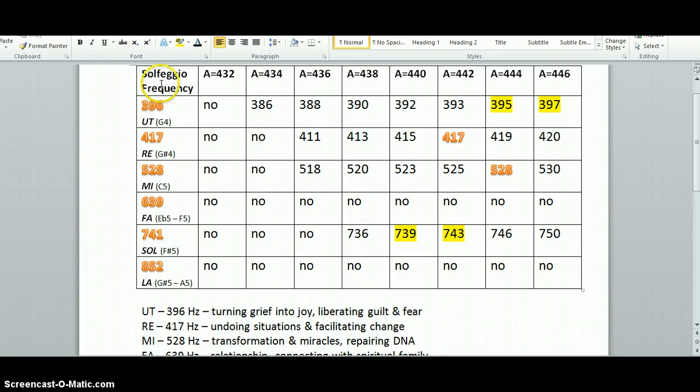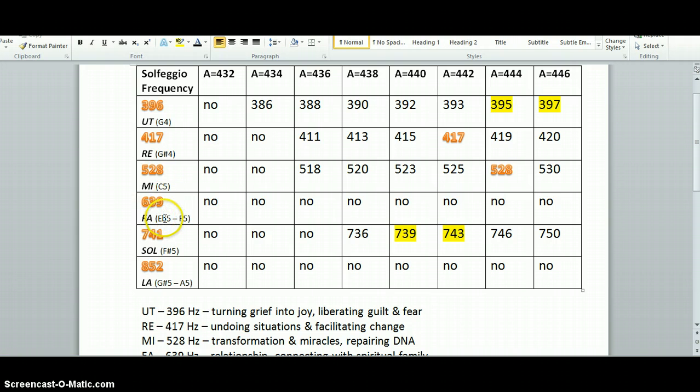Here we have the solfeggio frequencies down here. They're listed as 396, and these are hertz, which they called ut or oot, and it really is close to a G above middle C on the piano. 417 they're calling re, which is close to a G sharp above middle C. 528 is the octave above middle C.